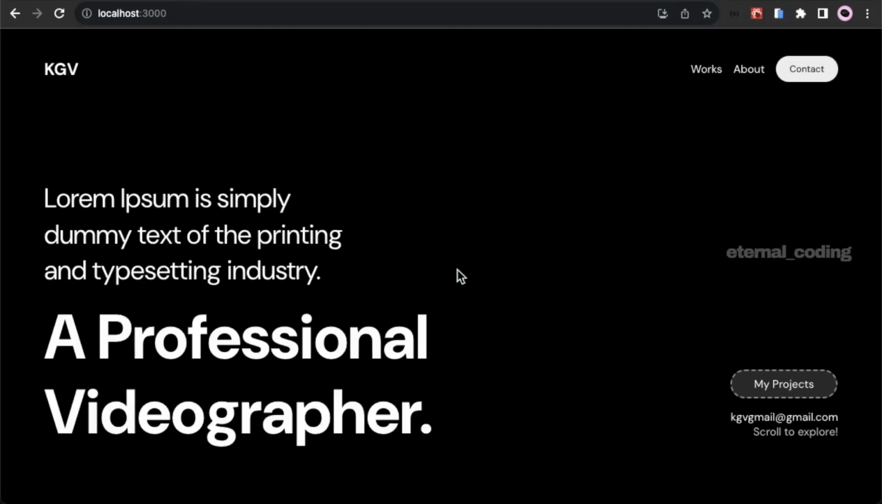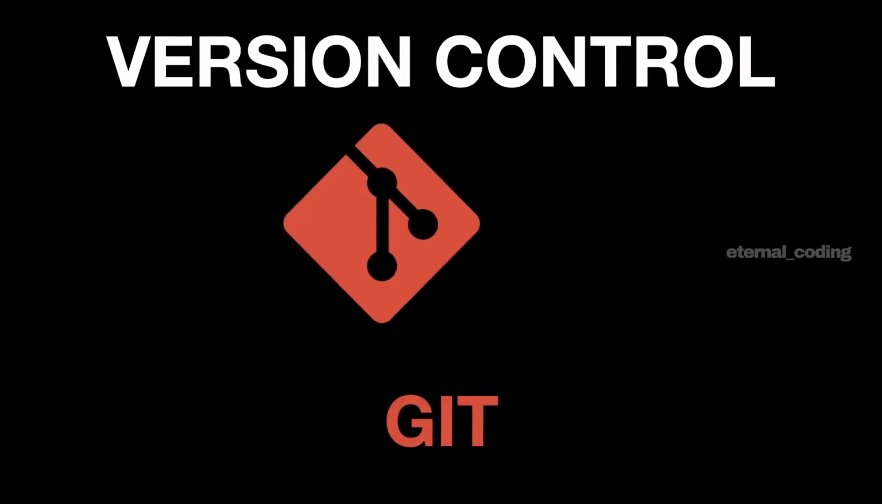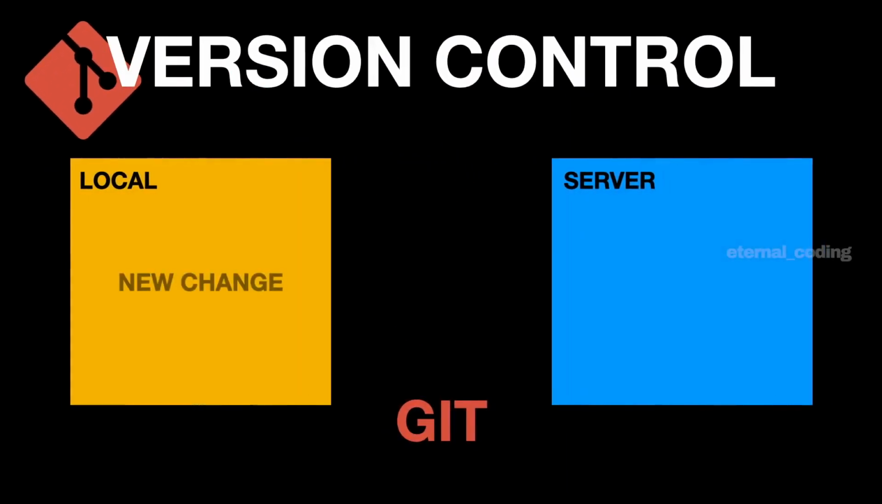We have created this super interactive React app in the last few videos. Now, we are going to make it alive by hosting it on the web. So, let's start. First, we need Git for version control, which means whenever we want to update anything in our app, we have to push it as a version to the server.